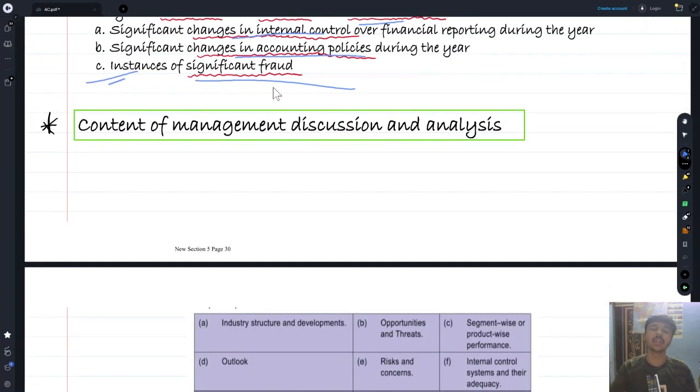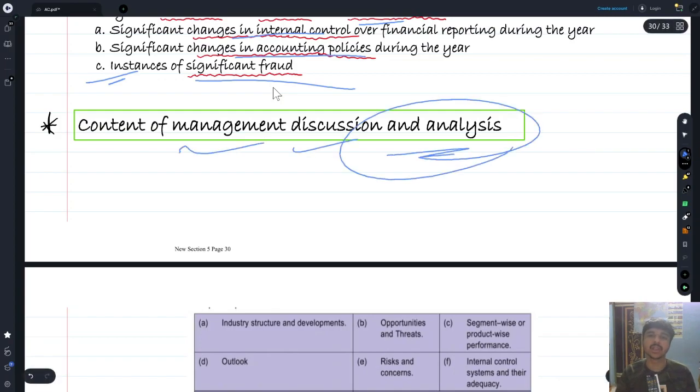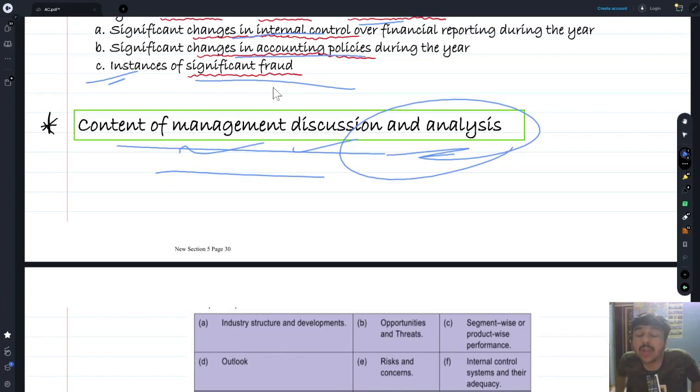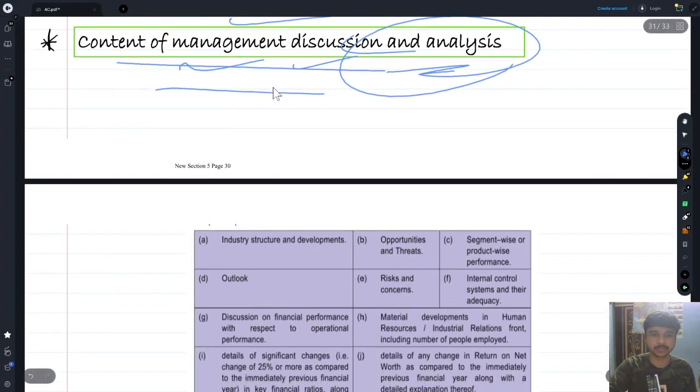Okay, now coming to the very last part, content of the management discussion and analysis. What should this include? See, this chapter is going to have direct questions. There will be direct keywords, that is, content of management discussion and analysis. So you don't need to find out from which aspect the question is. There will be direct questions.